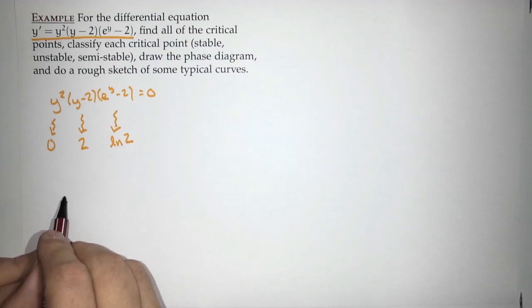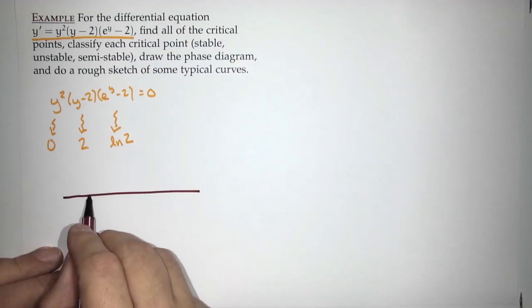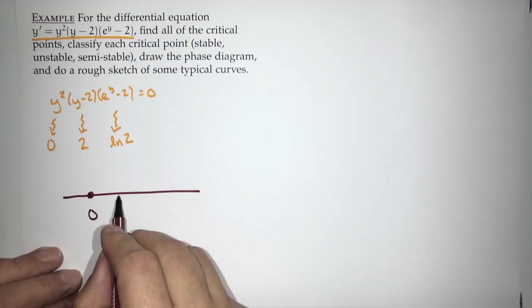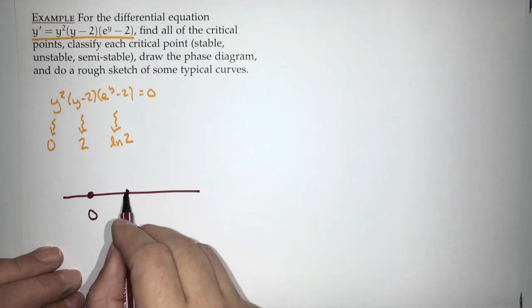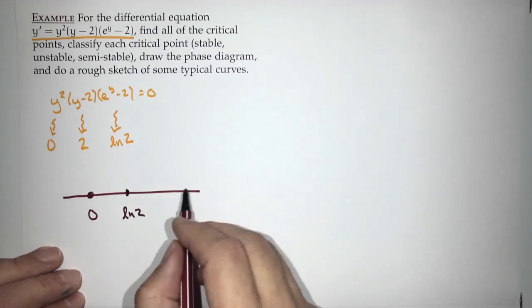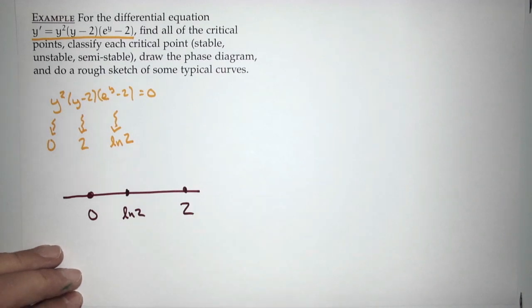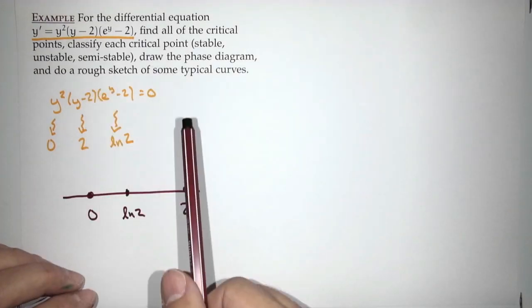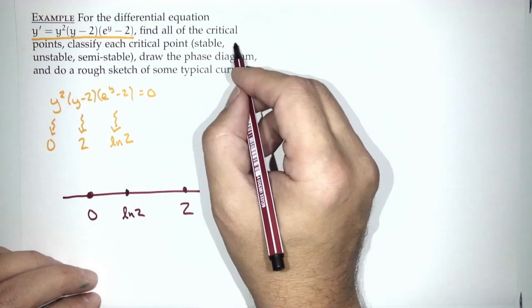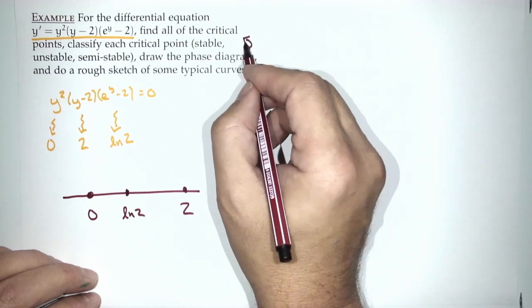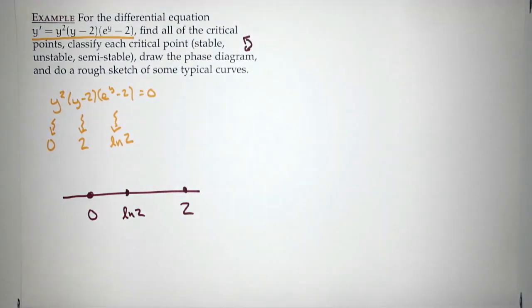So, good news is, we can at least sort these. There's a 0, there's a log 2, and a little bit further out here is 2. So those are our critical points. Now you see it says classify each critical point. Before it says draw the phase diagram, but I would recommend swapping the order there, because the phase diagram will help us to understand what's going on.